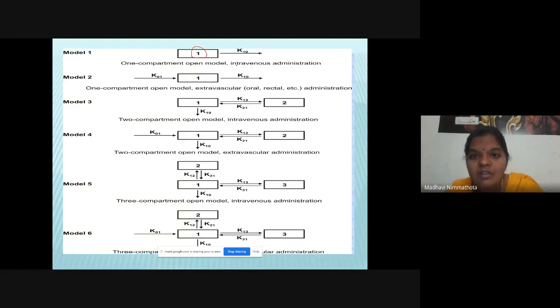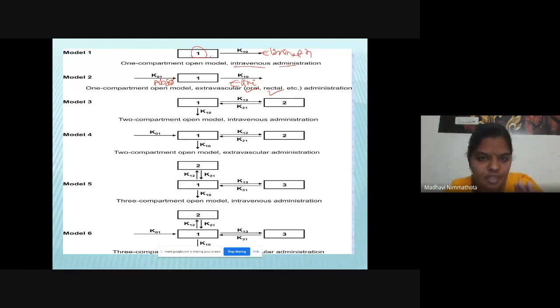Intravenous administration means there is no absorption. If absorption is there, it will be indicated like this. In case of extravascular, either oral or rectal, you have absorption, right? So that's why the arrow mark is here. This is elimination. So in this one compartment open model, there is only one compartment, and by IV administration the drug will undergo elimination.